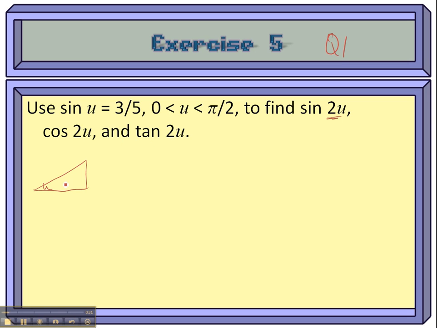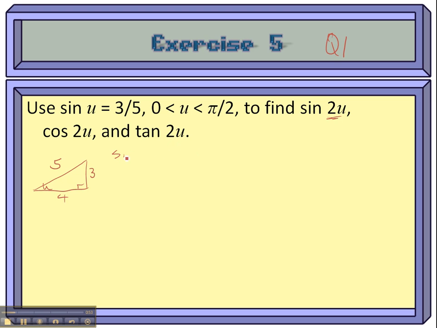Here's our u. Sine is opposite, which is 3, over hypotenuse 5. If this is a right triangle, obviously this other side's got to be 4. It's a 3, 4, 5 right triangle. Okay. Now, the sine of 2u, I can just use my double angle formula.